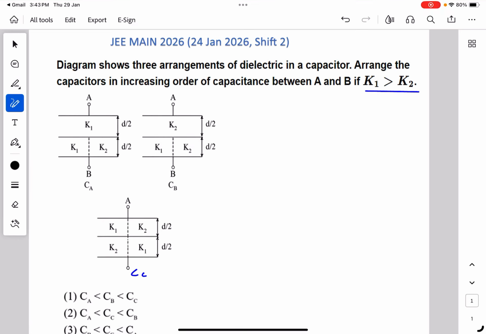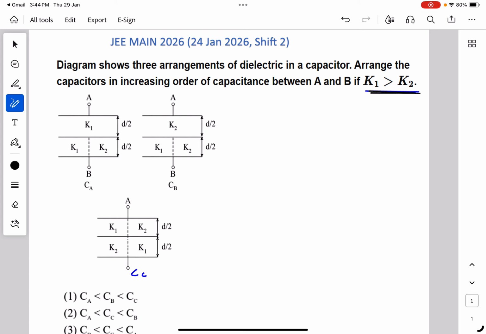Hi everyone, let's take up a question from JEE Main 2026. The diagram shows three arrangements of dielectric in a capacitor. Arrange the capacitors in increasing order of capacitance between A and B if K1 is greater than K2.